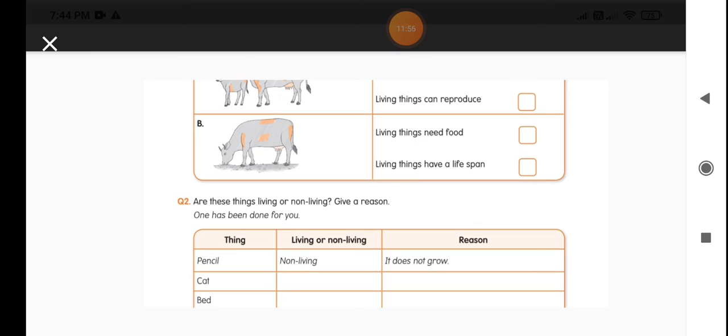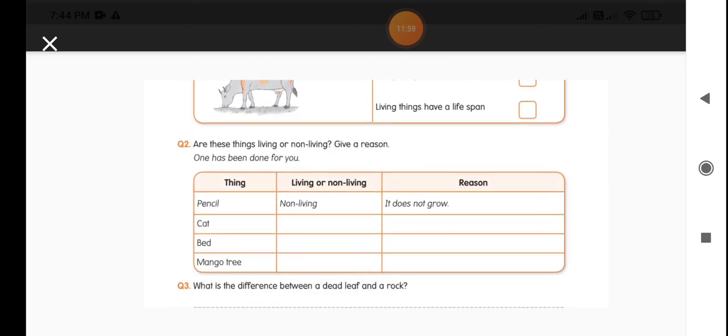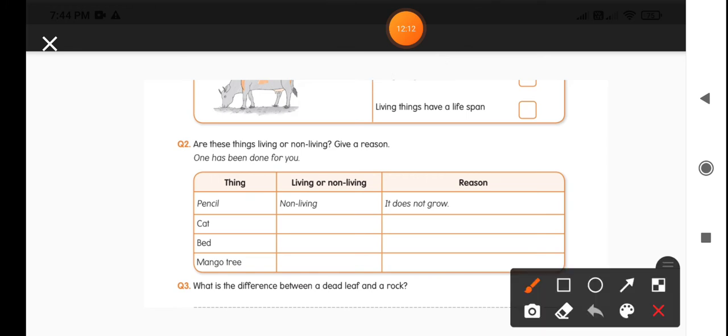Understood? So in that way, complete this question 1, children. I am just giving you hint. You have to write by your own. And next one, are these things living or non-living? Give a reason. Already one has done for you. Pencil. It's a living or non-living? It's a non-living thing because it does not grow. Same way cat. Cat is a living or non-living? It's a living thing because it's growing. It's reproducing. It needs food, water and air.